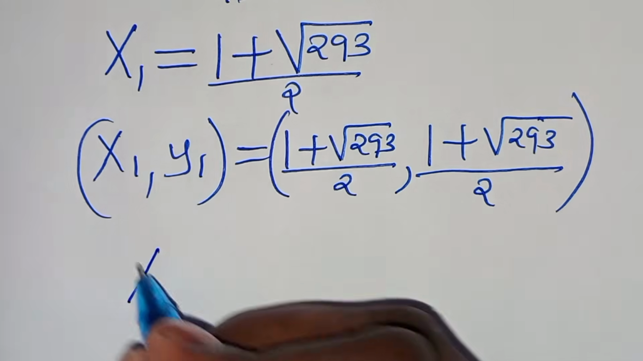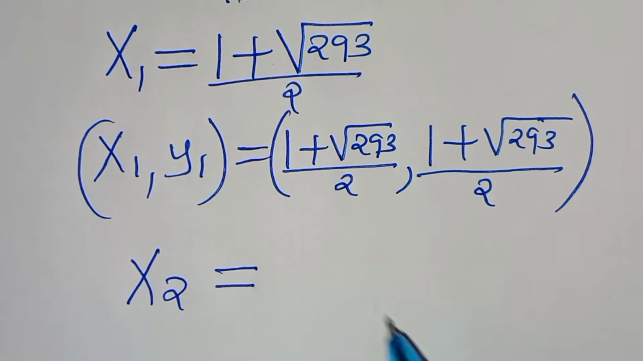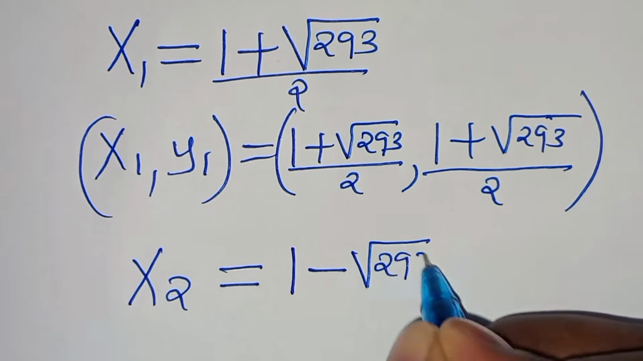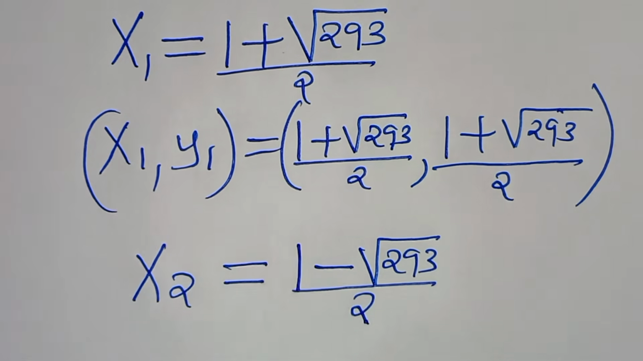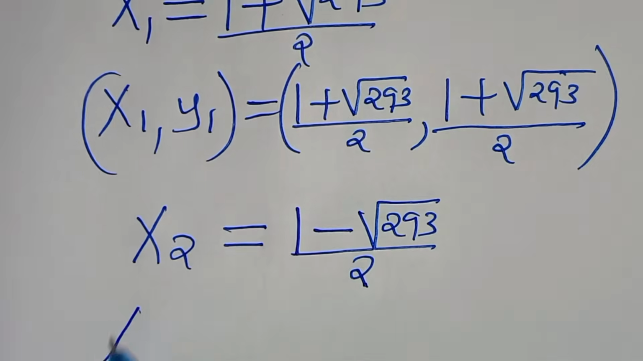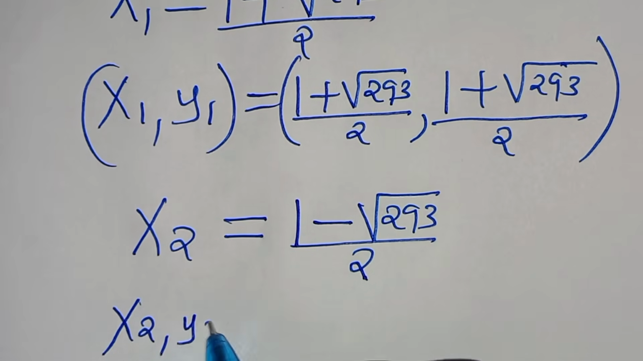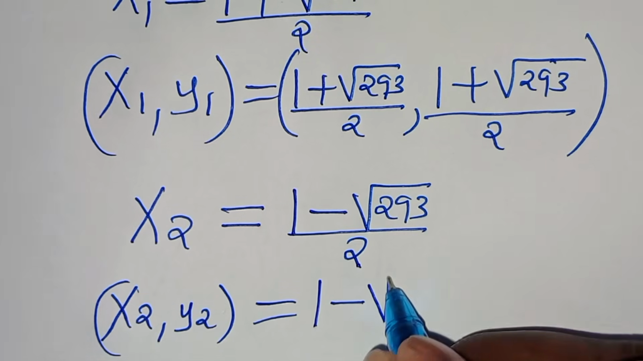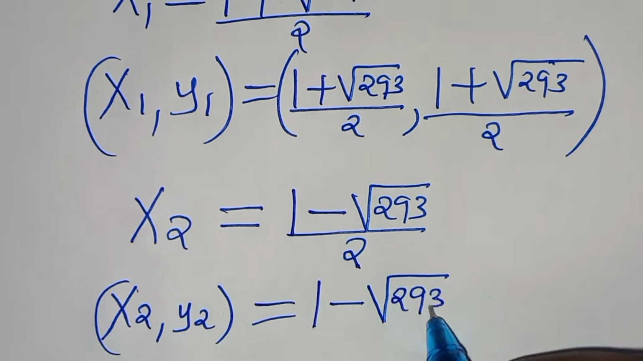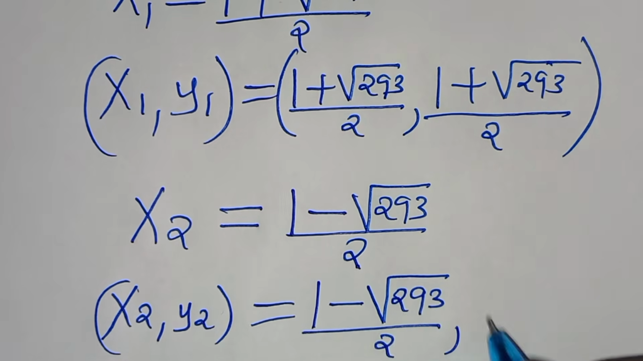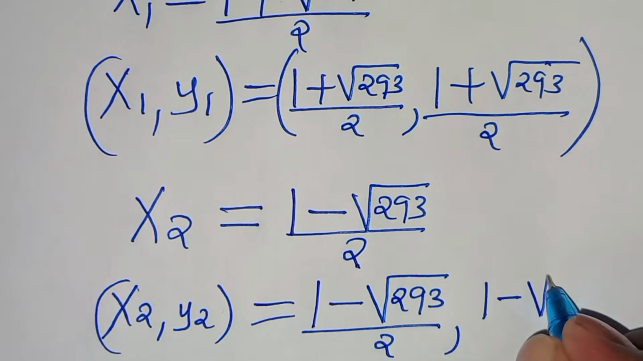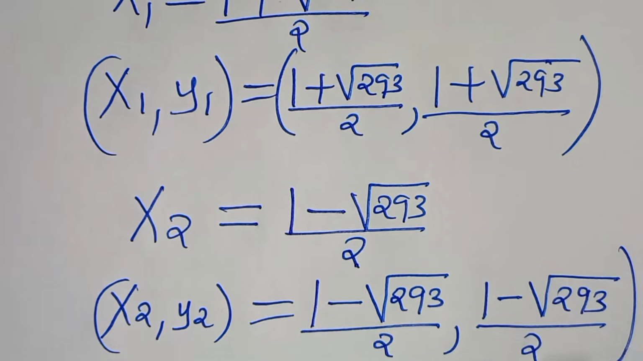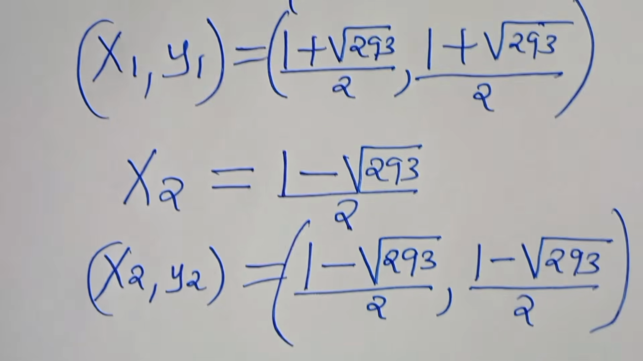The same way, x2 is equal to y2, and y2 is 1 minus square root of 293 divided by 2. So that means that the second set of solution here, x2 comma y2, this is equal to 1 subtract square root of 293 divided by 2 comma 1 minus square root of 293 divided by 2. This is the second set of solution that we have.